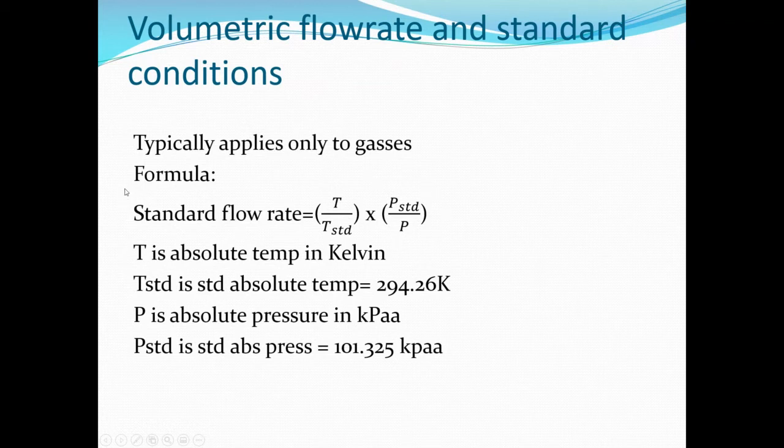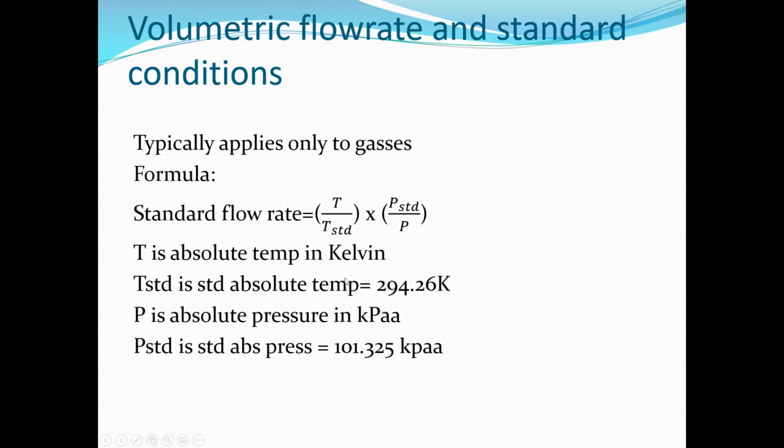I'm not going to ask you any super challenging combinations of all this kind of math, but do understand that you probably have to convert from standard flow rates into volumetric flow rates so that you can do the math properly. The most important part to remember is that temperature is absolute, which means it's going to be in Kelvin. So we're going to have to add 273.15 to whatever our standard value is here. In this case, it's 294.26, which is 21 degrees, something like that.